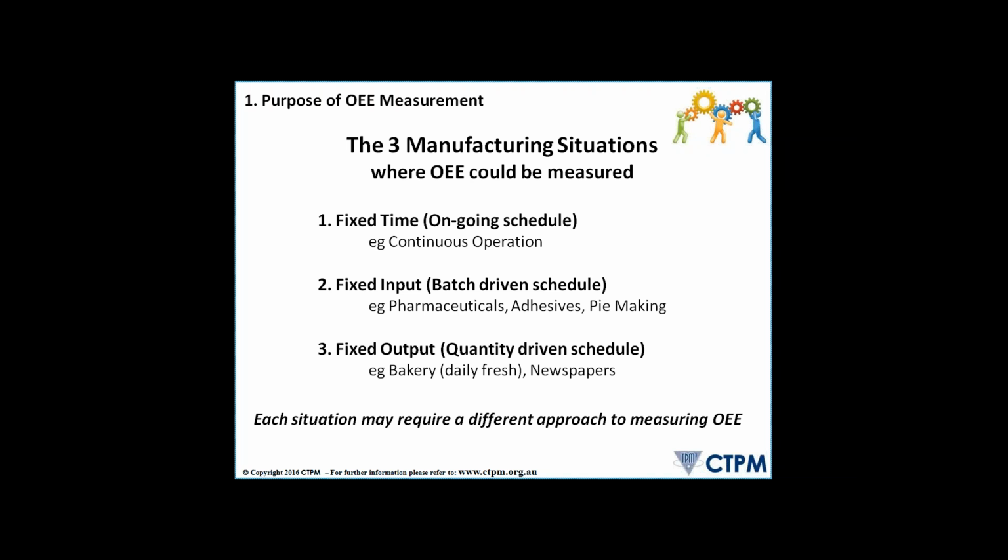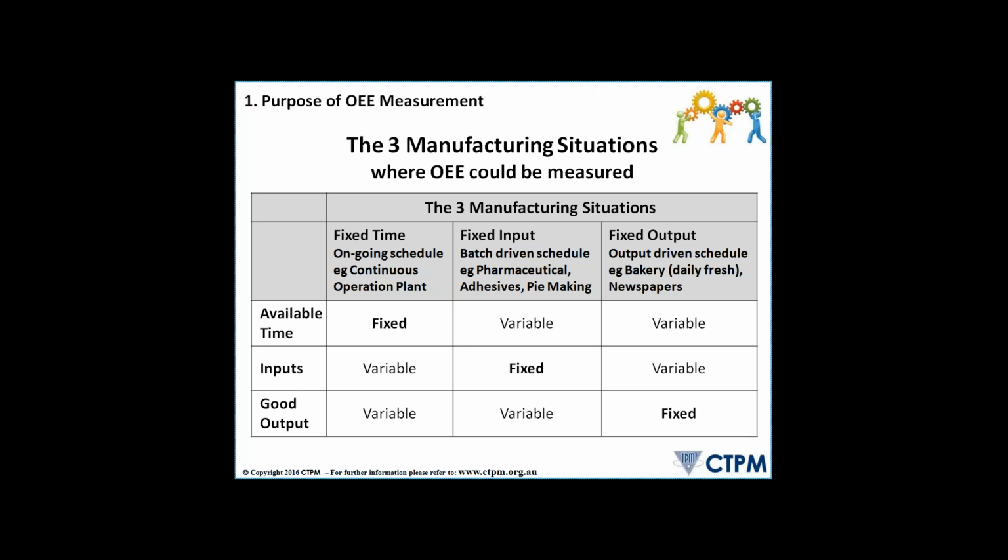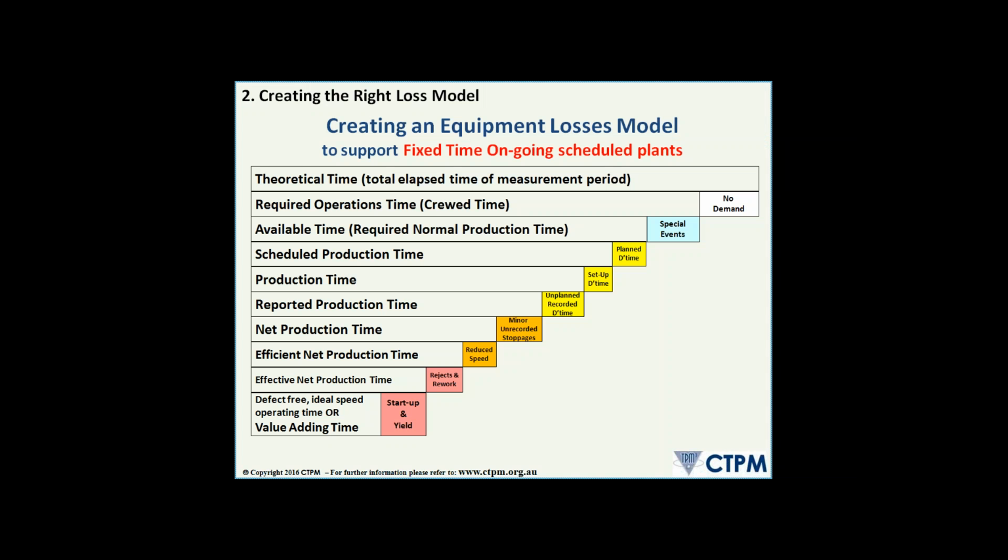So each situation may require a different approach to measuring OEE, and that's really what we want to talk about today. Just in summary, those three situations: you have your fixed time where your available time is fixed, i.e. you have a crew there for 8 hours, 12 hours, 10 hours, whatever. But what goes in and what comes out is quite variable. Then you have your fixed input plant where the time that you take to finish the batch is quite variable, and how much you end up with can be variable depending on what yield losses you have in your batch. And then the third option is the time's quite variable to get to that fixed finished output that you need, and the inputs can vary depending on how much waste you have along the way. So there are three scenarios. So it's about creating the right loss model.